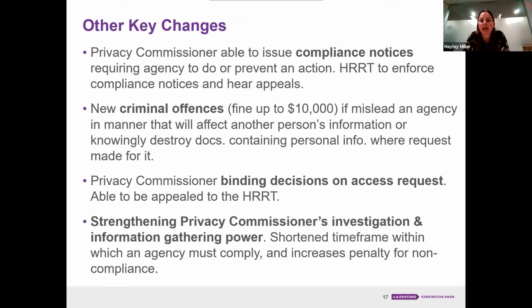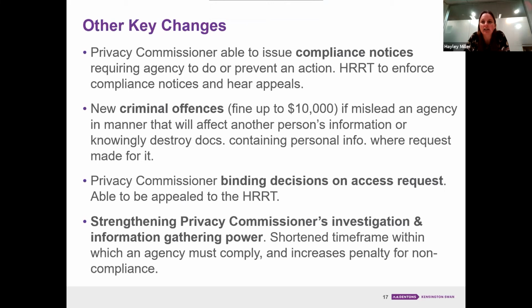Other key changes, and if you're familiar with the previous Act, the Privacy Commissioner was certainly a toothless dragon. Now they do have more power, and as I say, I'm still hoping that there'll be a nice place to go and actually get positive and useful feedback so that people can take the steps they need to comply with the obligations. But in the past, that's pretty much all they could do.